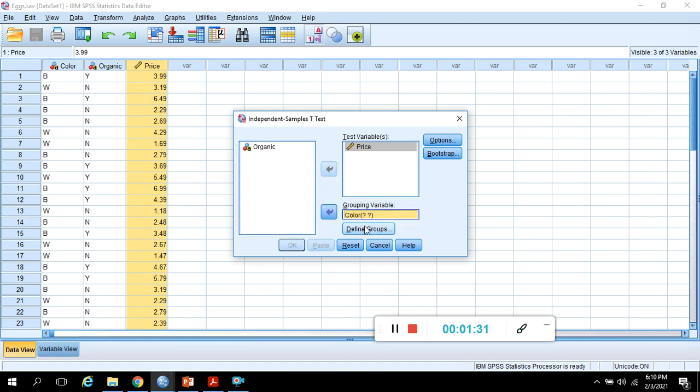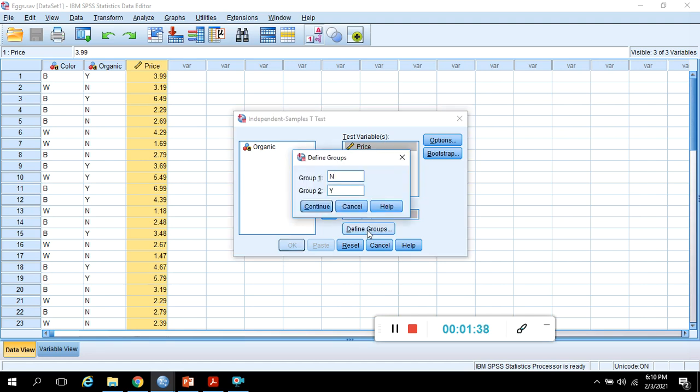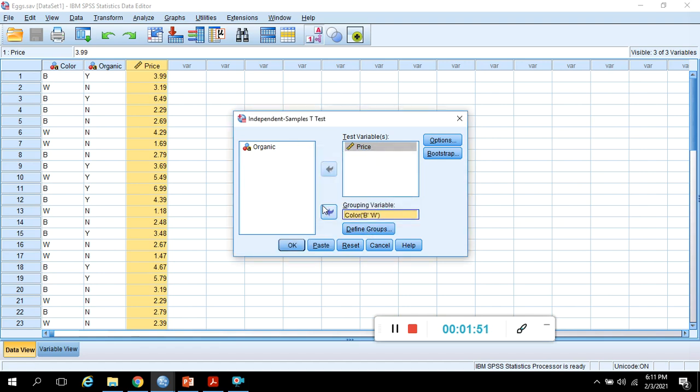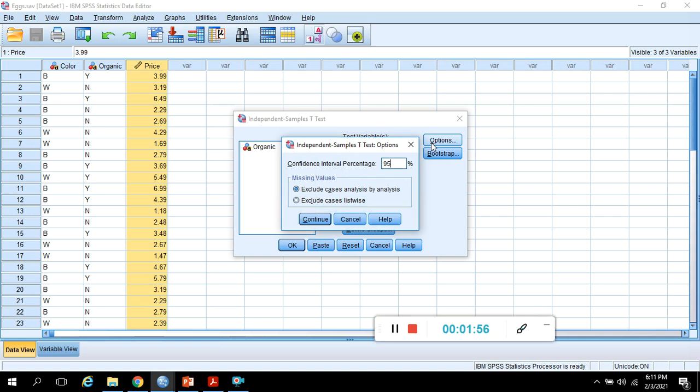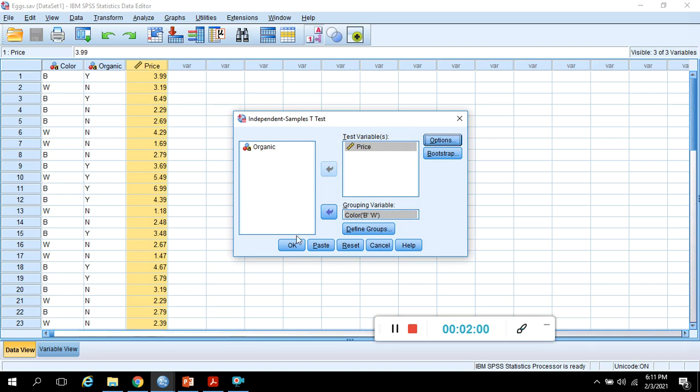Now I have to define the groups. SPSS isn't going to directly read the brown versus white. So my first group is going to be B, and my second group is going to be W. It wouldn't matter which one I did first or second, but you have to actually do that step or SPSS won't run the test. So this is all set up. I want to check my options, make sure I'm running a 95% test, unless otherwise. Continue. Then it's all set up, and I'm going to run the test.